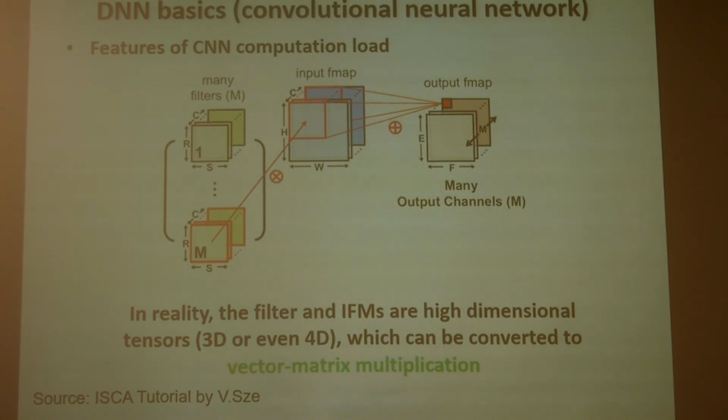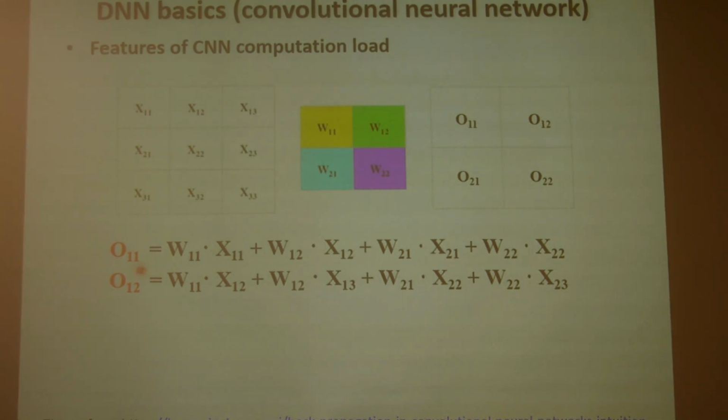To design the hardware accelerator for the CNN, we need to find the features of its computation and do some optimization. I think the first feature is that there is low data dependency between output neurons. For example, to get the second output neuron, 012, we don't need to wait until the computation of 011 is finished. We can do these two computations at the same time.